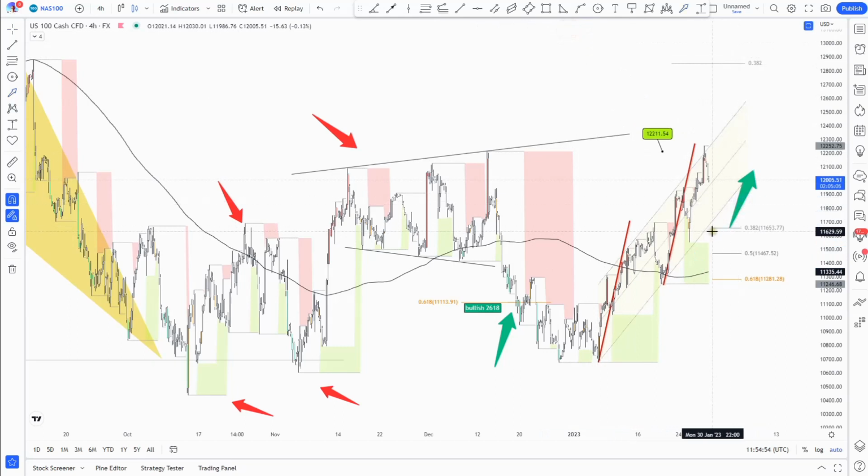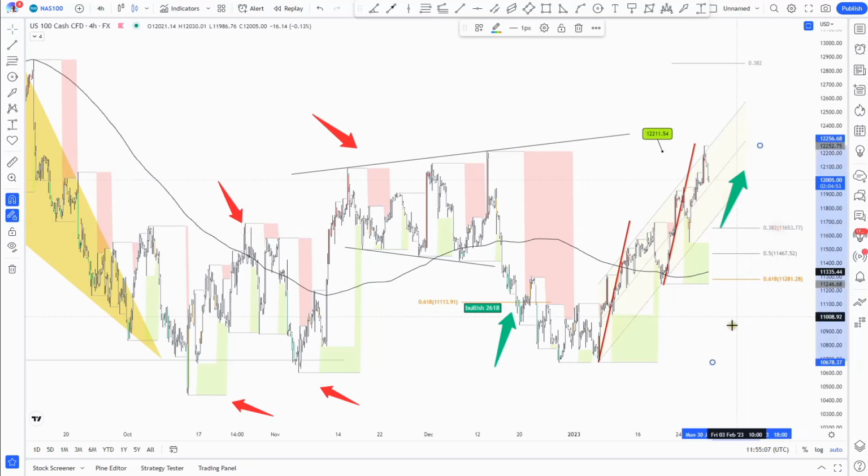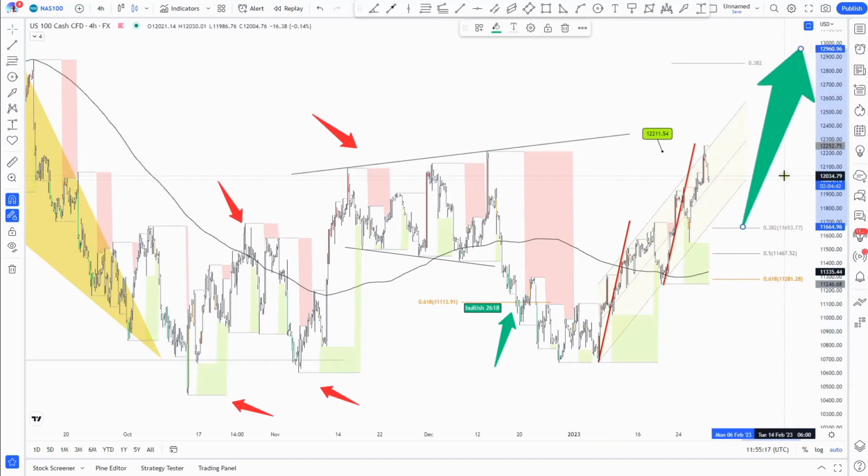So I need to see the price, in the limit, let's say, form support. My support will be 11,653. This is a 38% Fibonacci retracement from the previous lows to the recent highs, in fact. So that retracement, I can support that in order to try to maximize profits later.